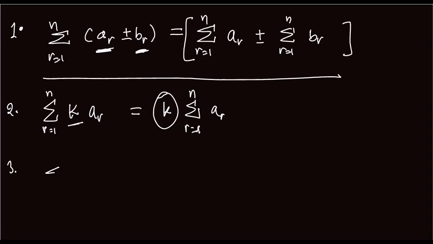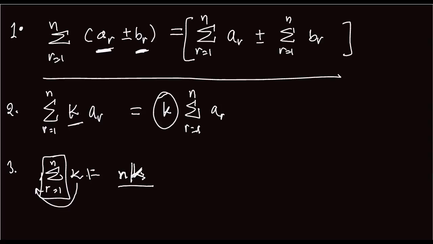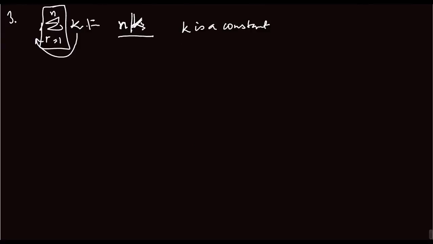Third property, it is the summation of k from r equals 1 to n. What will it be? Nk, because this is k into 1, k can be taken outside, and if 1 is summed from 1 to n, then it will be n times. 1 plus 1 plus 1 up to n terms is n. So this will give you nk, where k is of course a constant here.